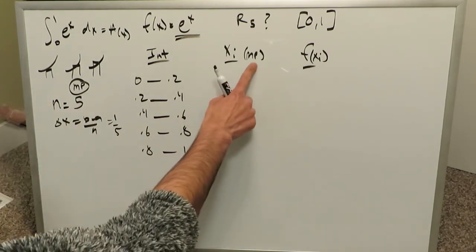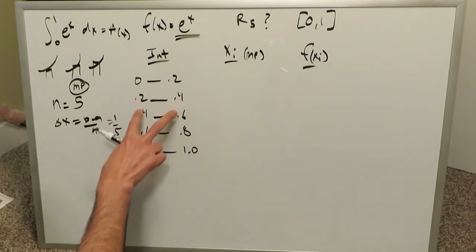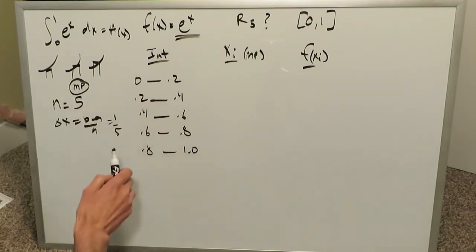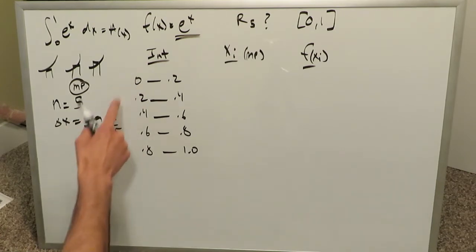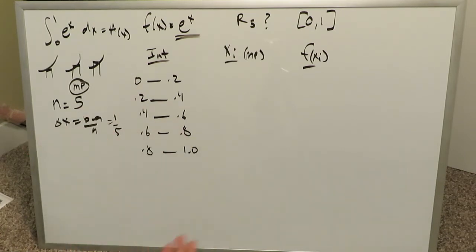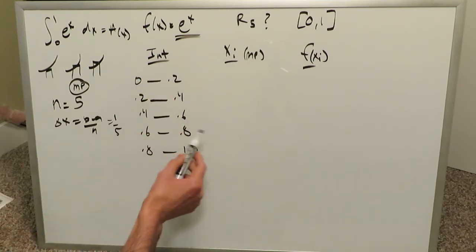Since we're using the midpoint values, we have to find the midpoint of each of these intervals. If you're using the left endpoint values, this column of values would be your left endpoints. If you were using the right endpoints, these values here would be your right endpoints. But since we're using the midpoint, we have to find the middle of each of these intervals.